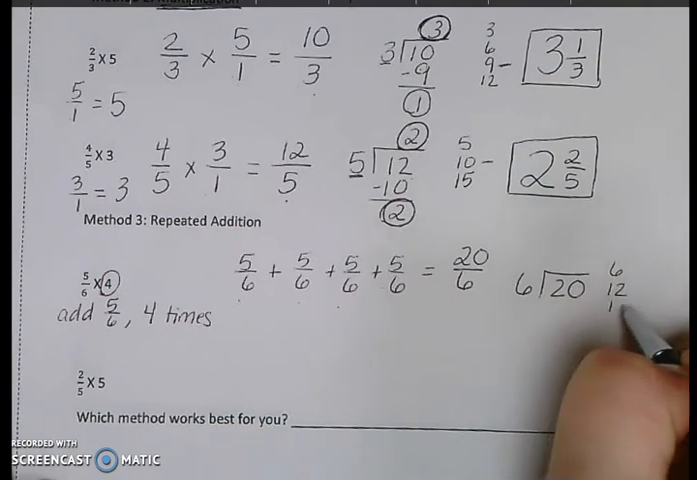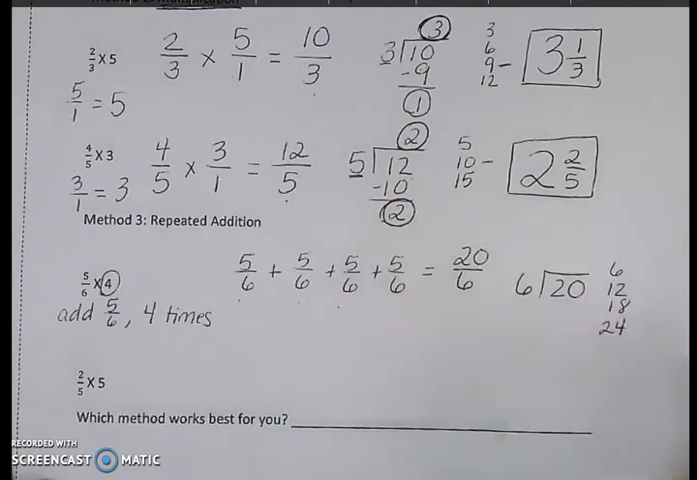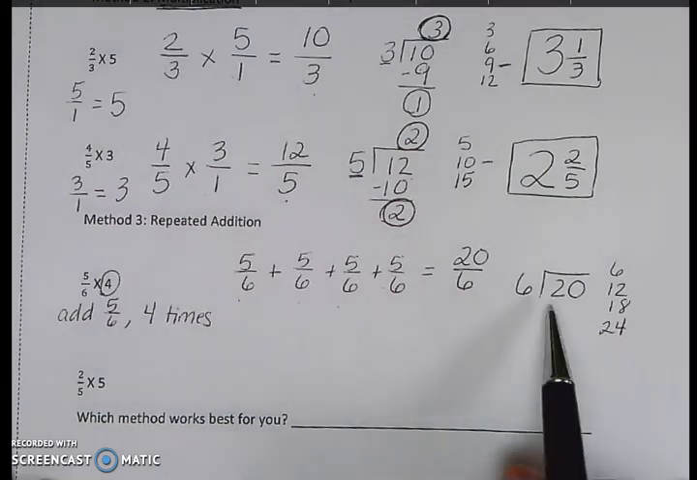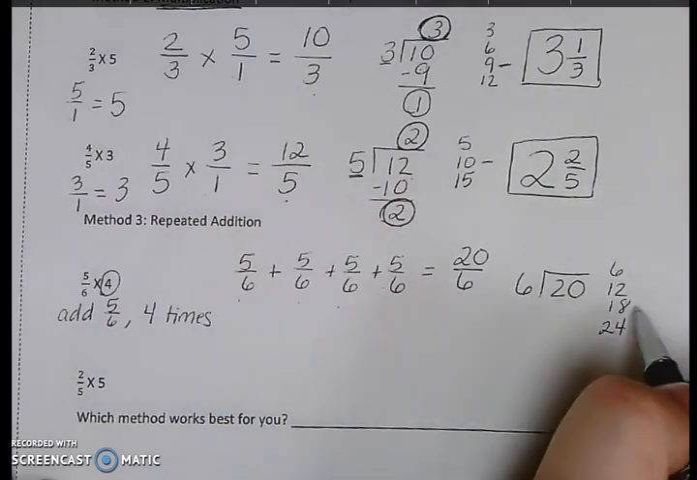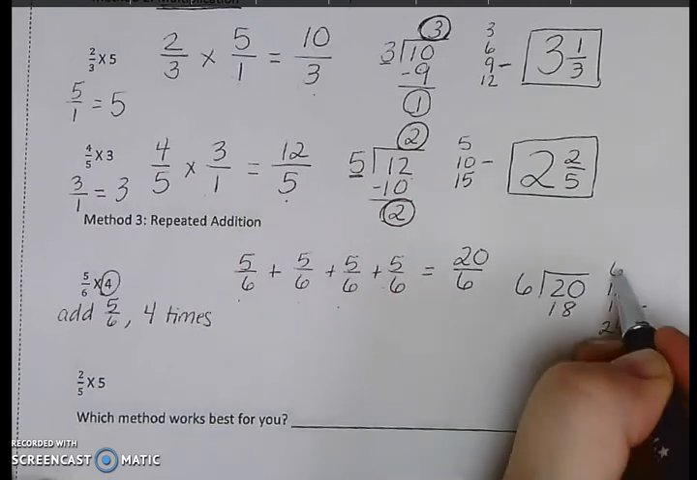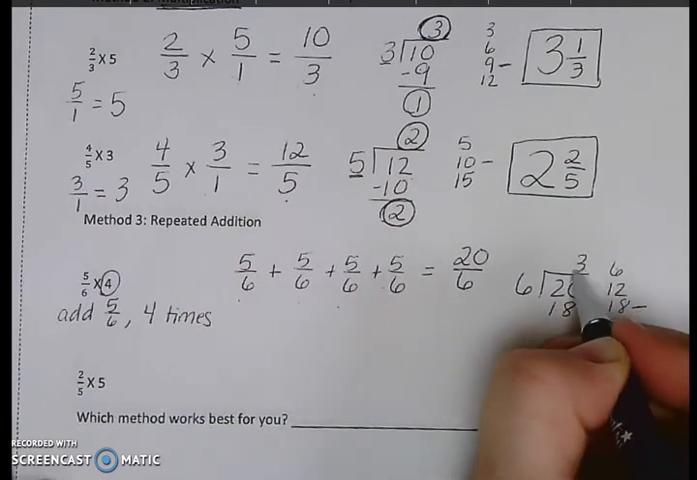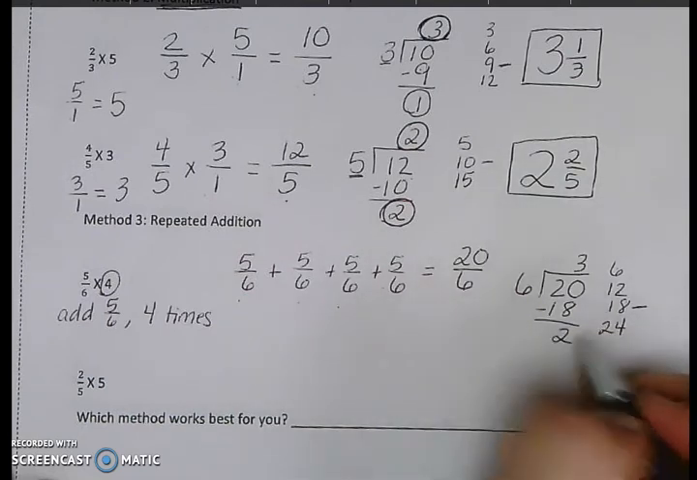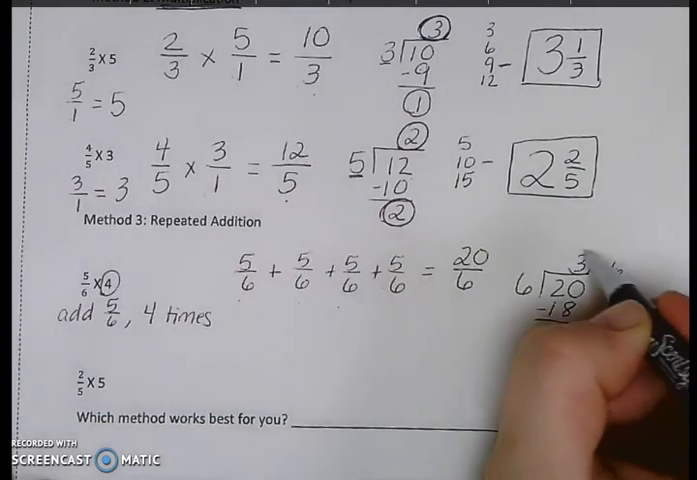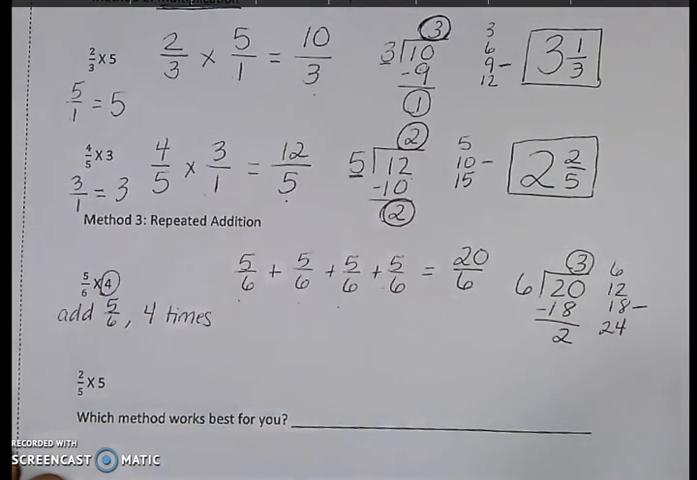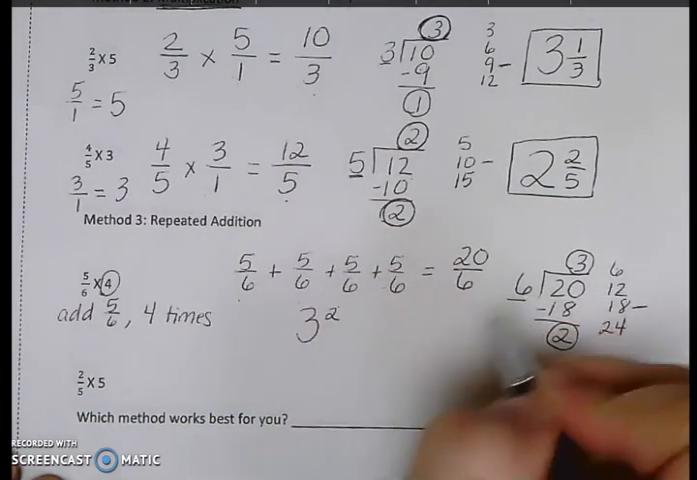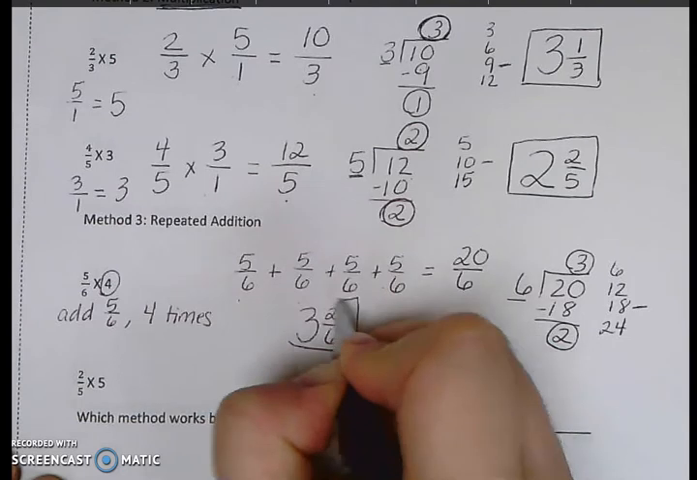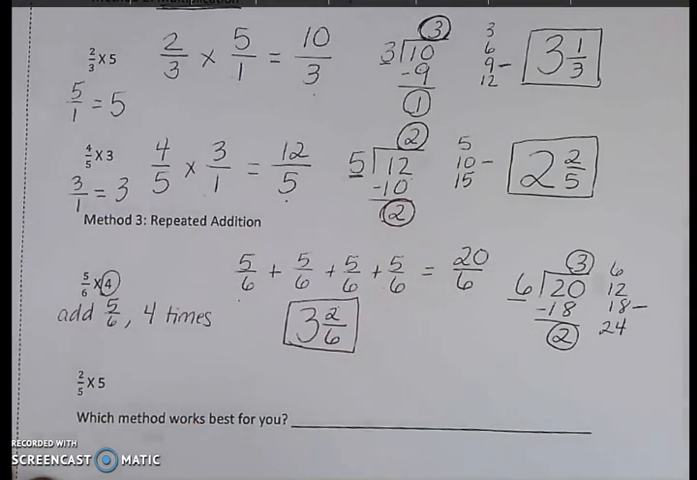I'll list out a couple multiples of 6. I don't need very many. The closest I can get to 20 would be 18. And that would be 1, 2, 3 times. So subtract 20 minus 18 is 2. And then that top number, as we remember, that's going to become my whole number. I'm going to write it right down here. That remainder is going to become my numerator. My denominator is going to stay the same. So my answer would be 3 2/6.